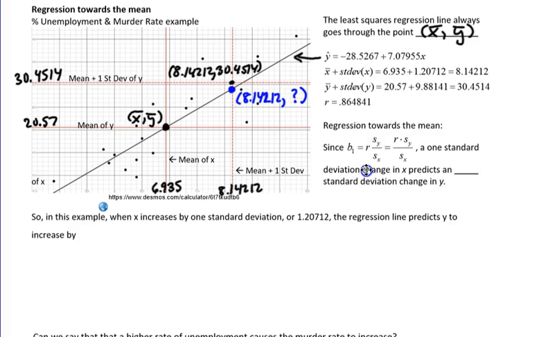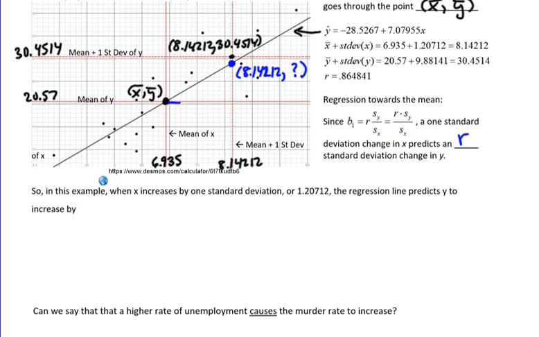And the way we can look at this, exactly how much this value is can be determined using the slope formula. Since b1 equals r times the standard deviation of y over the standard deviation of x, which means that a one standard deviation change in x predicts an r standard deviation change in y. So this is actually slope. The change in r standard deviations in y is predicted for every one standard deviation change in x. So what that is telling me is that if this is one standard deviation in x, then this is r times one standard deviation in y.